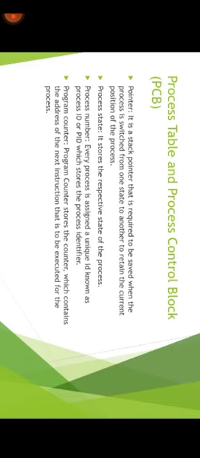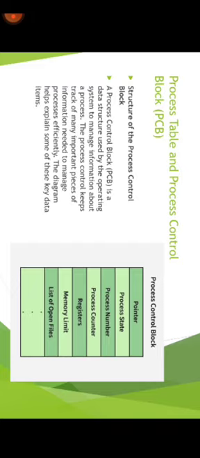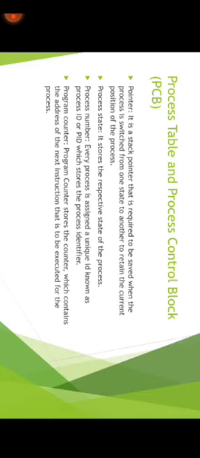Then third is the process number. Every process is assigned a unique ID known as a process ID or PID, which stores the process identifier. Then fourth is the program counter. The program counter stores the address of the next instruction that is to be executed for the process.